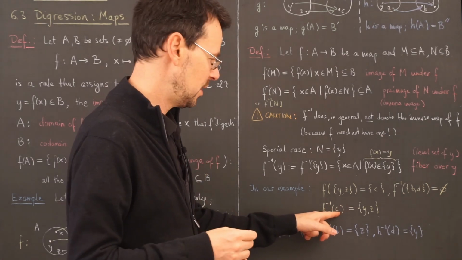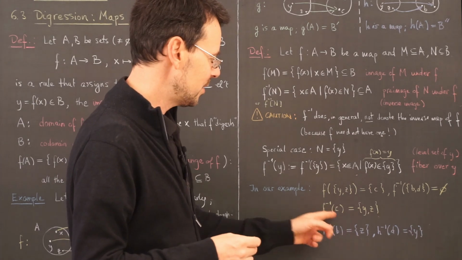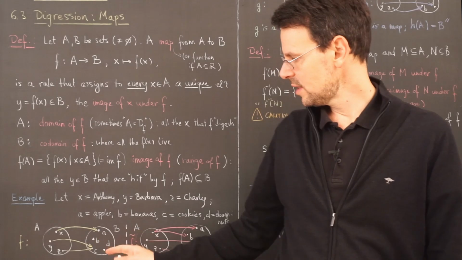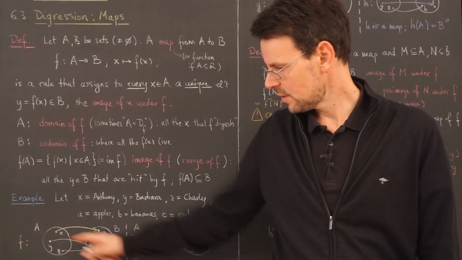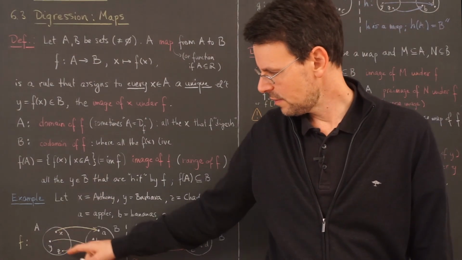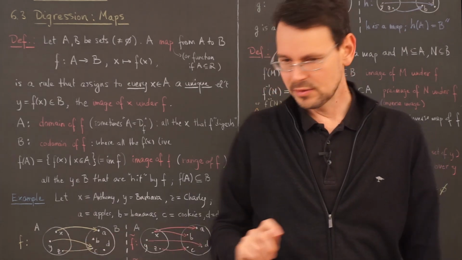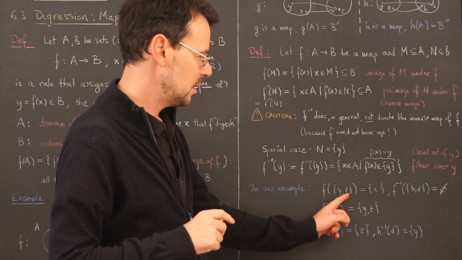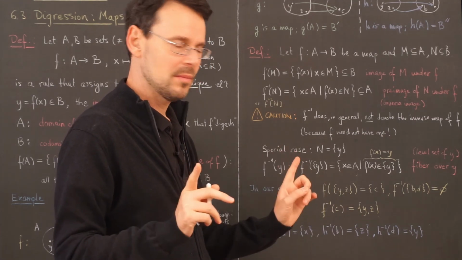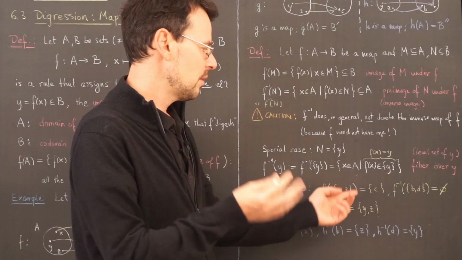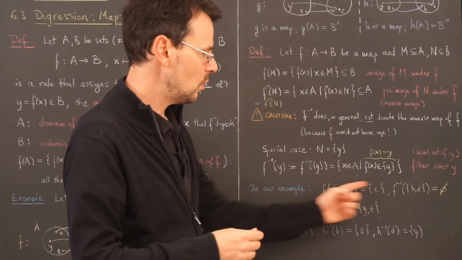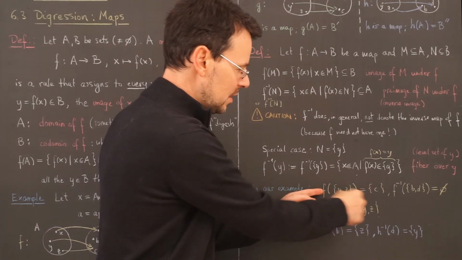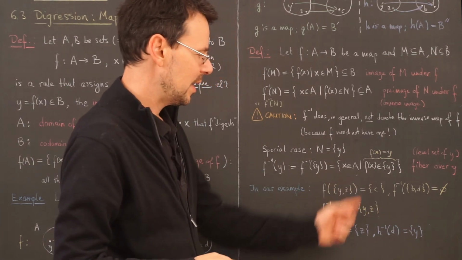And now the fiber of cookies, no pun intended. The fiber of cookies under F consists of Y and Z, because of this here. Those are the only elements that get mapped to C. Now you might say, well, of course it does, because we have this here. This is not the same, because there could also be another person like David who also likes cookies, but I haven't put him in here. So this here does not necessarily imply this.